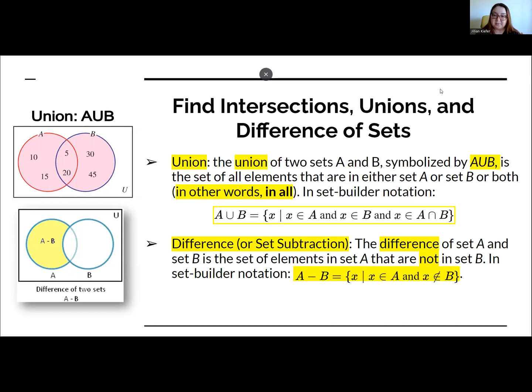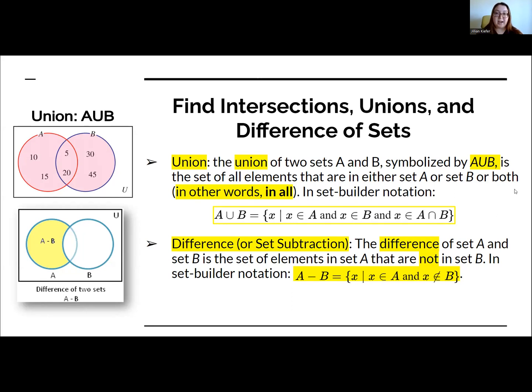So here is the correct version in set builder notation. We have A union B is X, where X is in A, so contained in set A, or X is contained in set B, or X is contained in both. Now remember, the intersection indicates the both part. So we would write A intersect B to represent both mathematically. So X is in set A or in set B or in both, using the intersection.